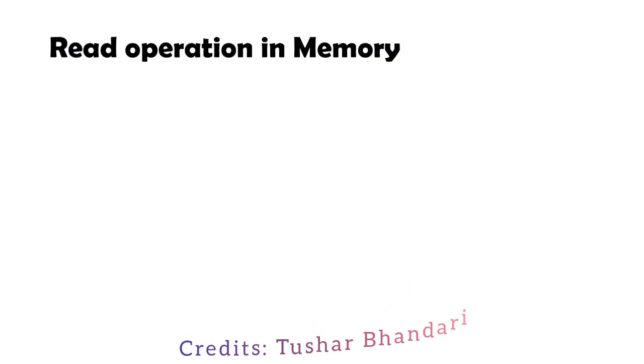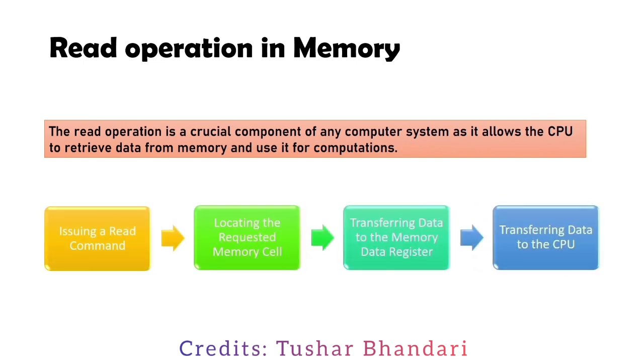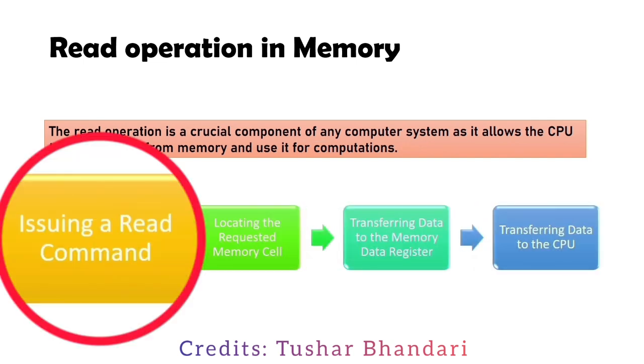Hello guys, in this part we will see how computers read data from memory. The first step is the CPU issues a read command. In this step, the CPU sends a command to the memory controller requesting to read data from a specific memory location. This command includes the memory address of the location, which is like the street address of a house.